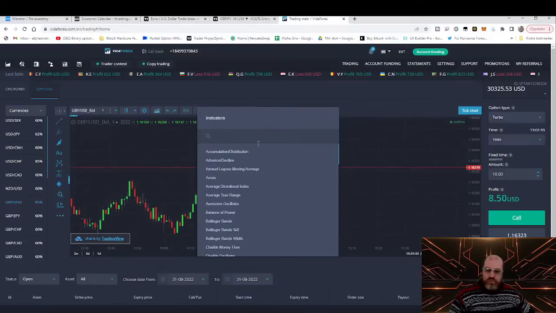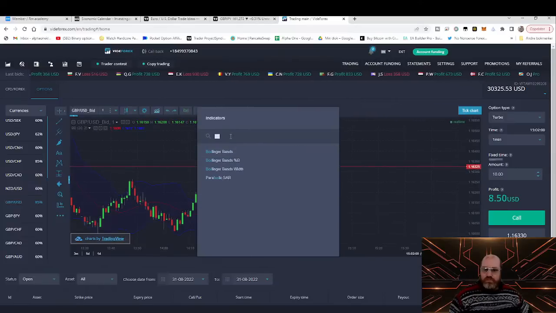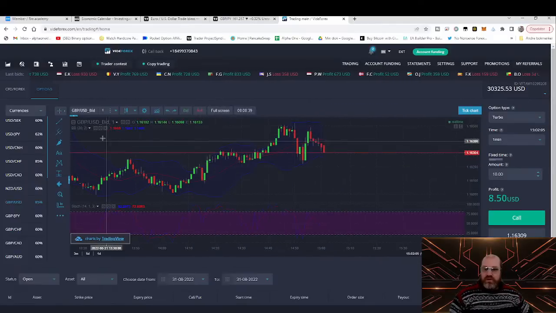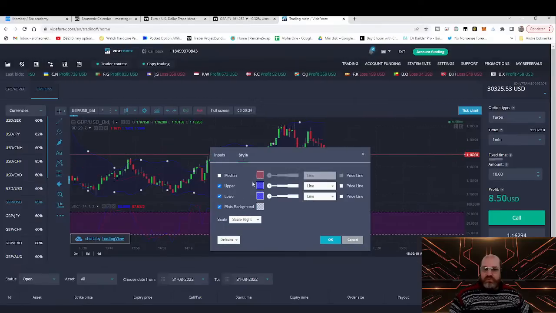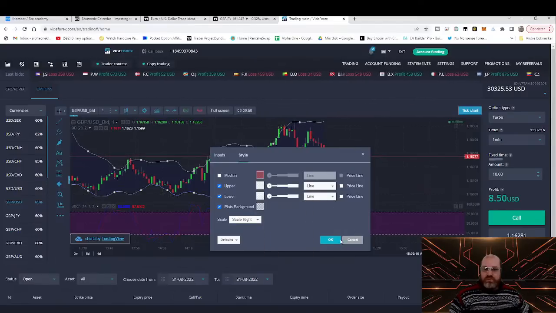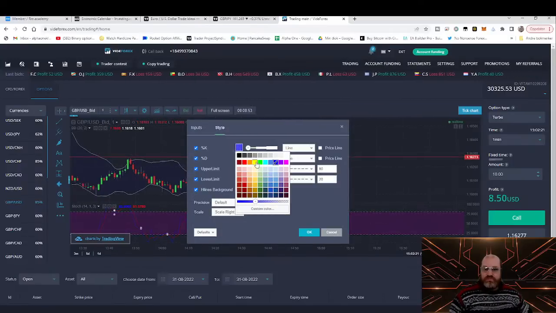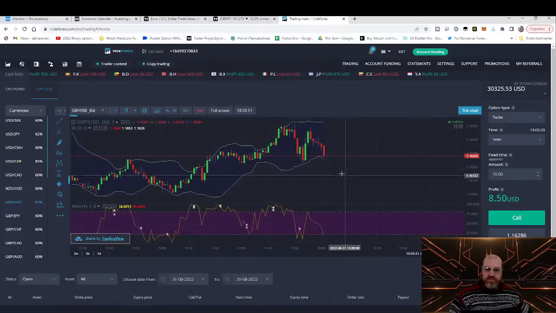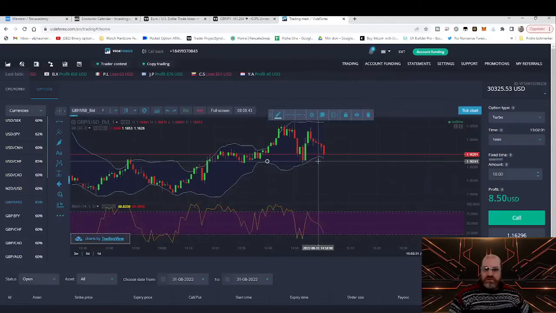We will first put up Bollinger Band, and we will put up stochastic. Then we will edit our Bollinger Band first. We will remove the median line. We will change the upper line to white, the lower line to white, and for the stochastic we change the blue to yellow, just to see better.